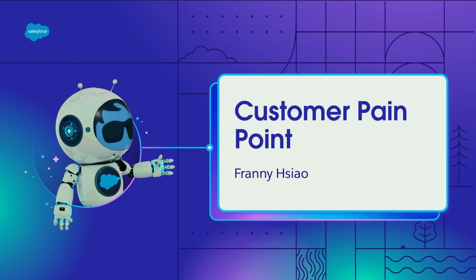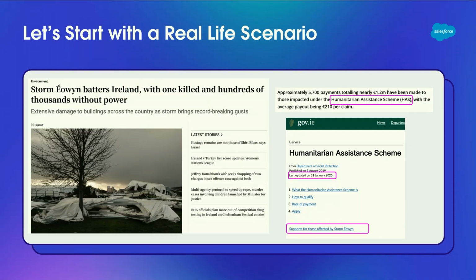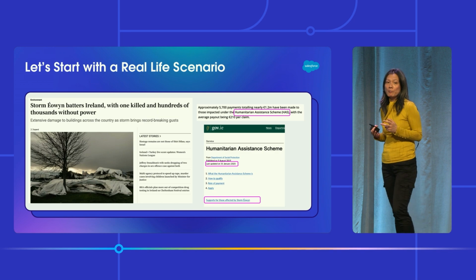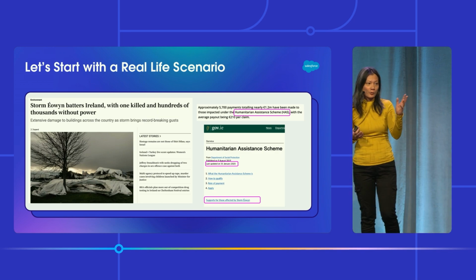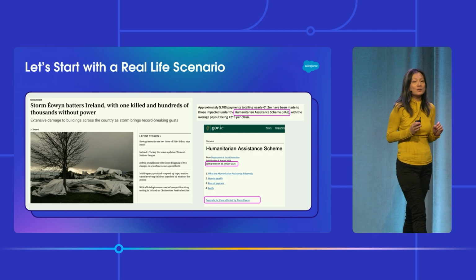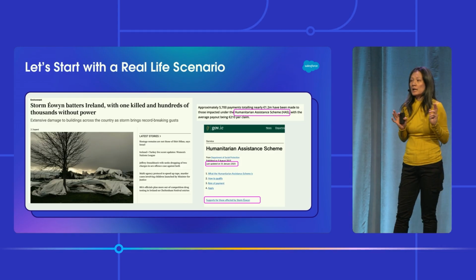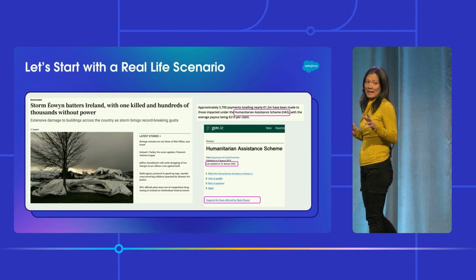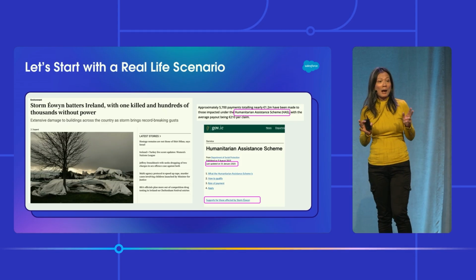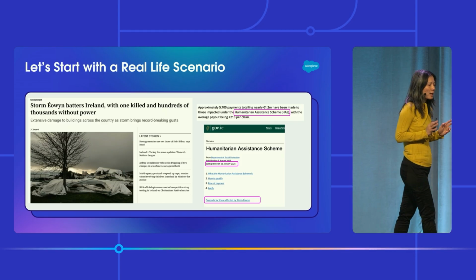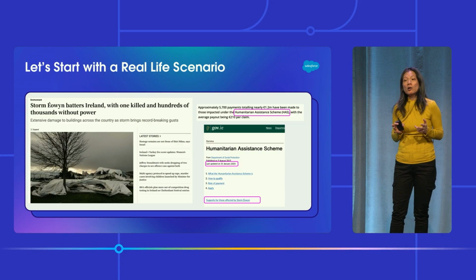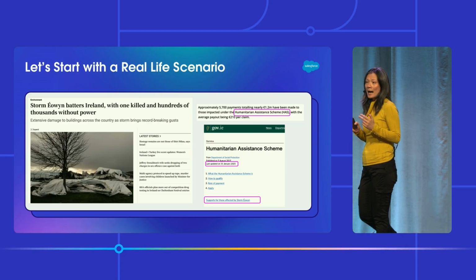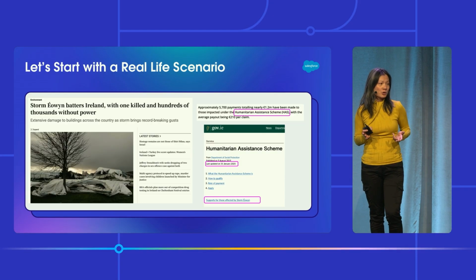So today we're going to start with a real-world scenario highlighting a customer pain point. So I live in Ireland. And recently, in January, we were hit by a storm called Owen, if you're wondering how to say that. This was a massive storm that caused widespread damage, and a lot of people were without power or electricity, right? And prior to the storm, they were calling their insurance companies to ask about their home insurance coverage.